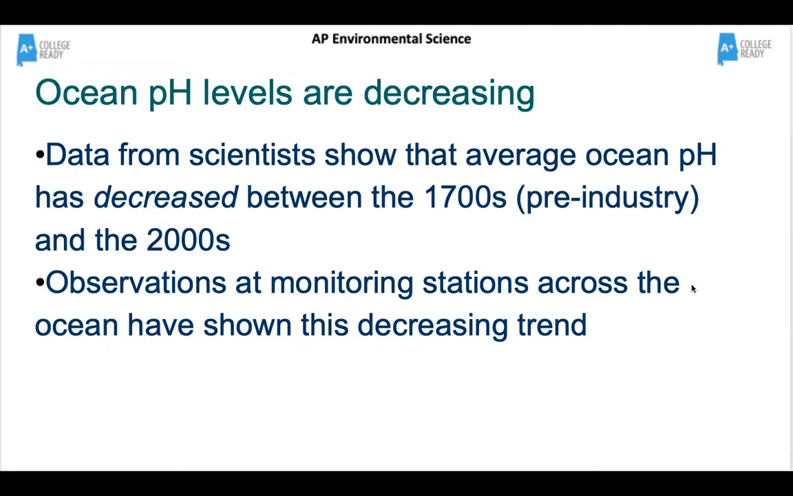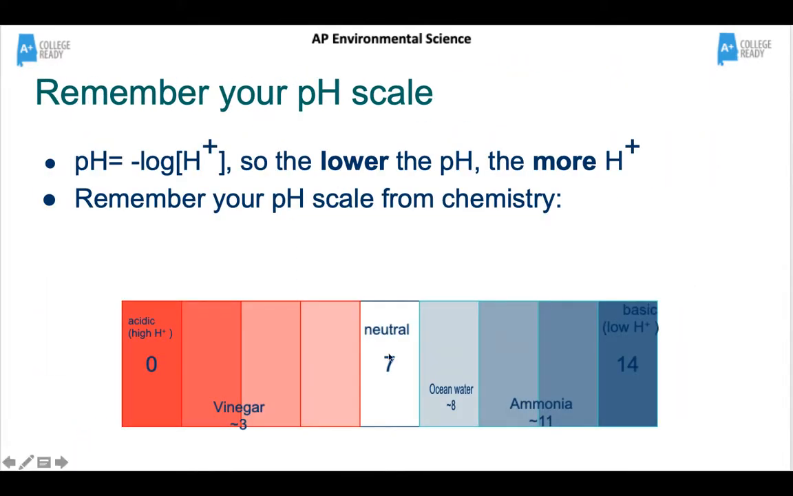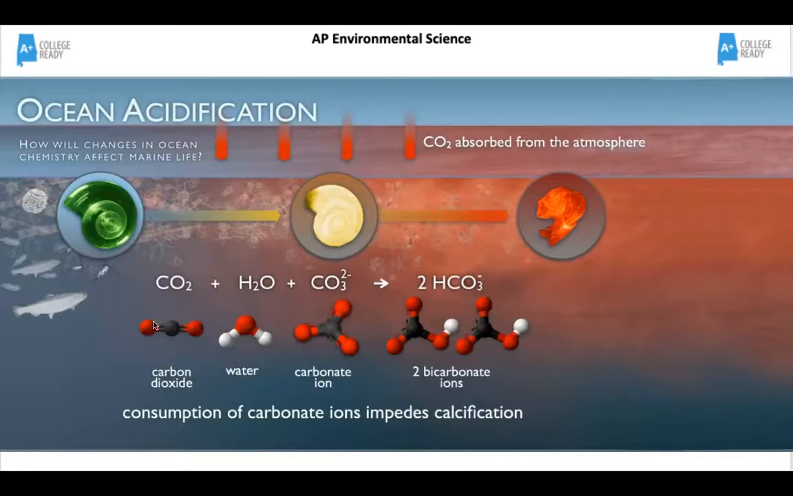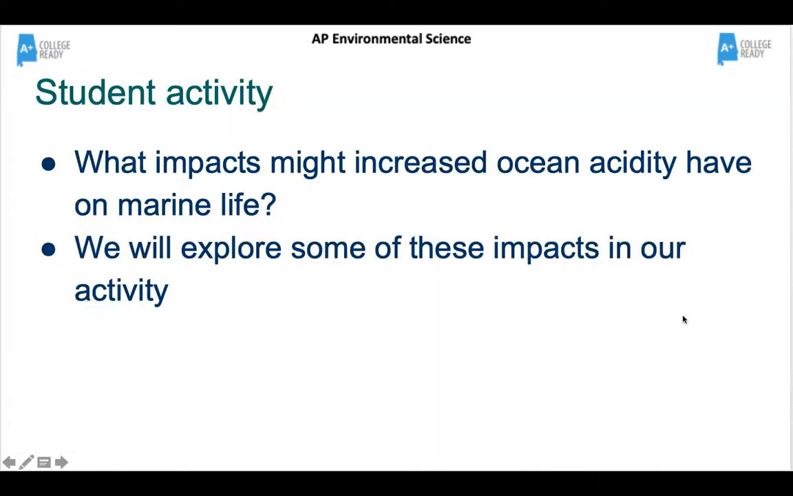So ocean pH levels are decreasing, and since the pH levels are decreasing based on our scale, from their usual 8, that means they are moving towards acidity. Data shows that average ocean pH has decreased between the 1700s or pre-industrial era and the 2000s. And then observations at monitoring stations across the ocean have continued to show this trend. So you can kind of see here just a little infographic for how this gets broken down.